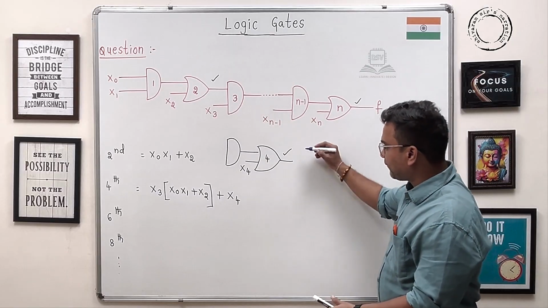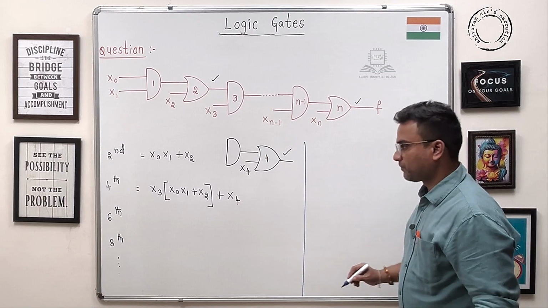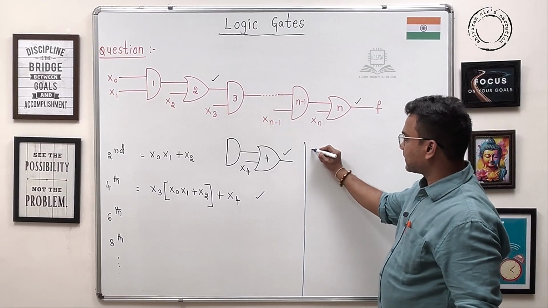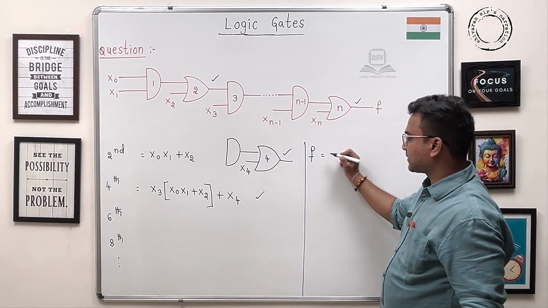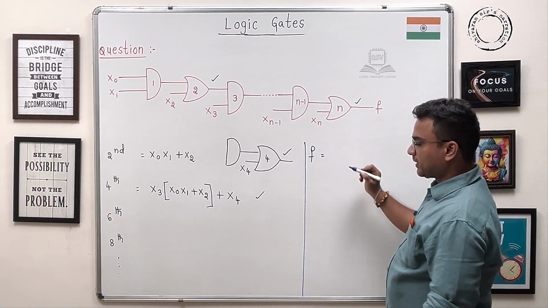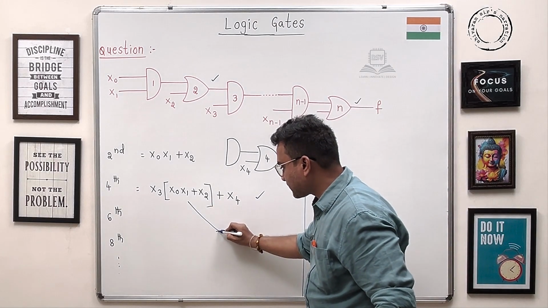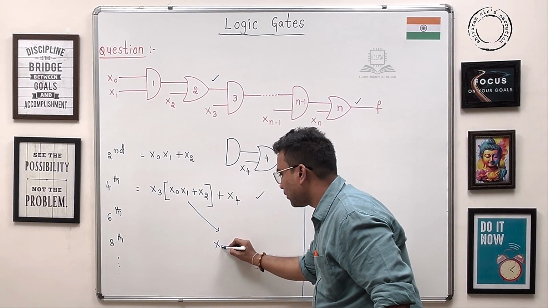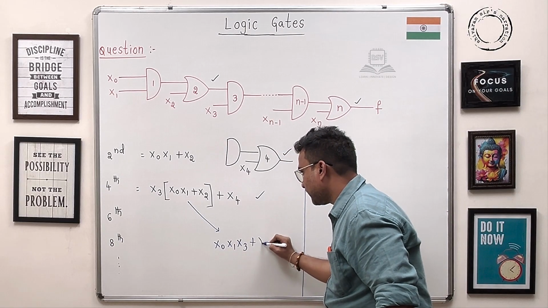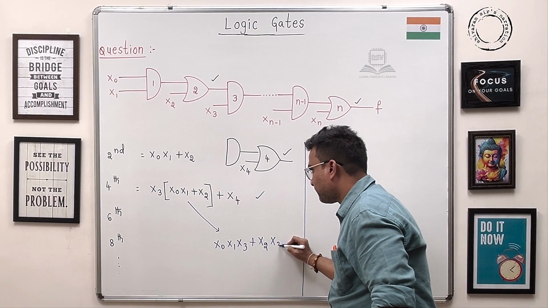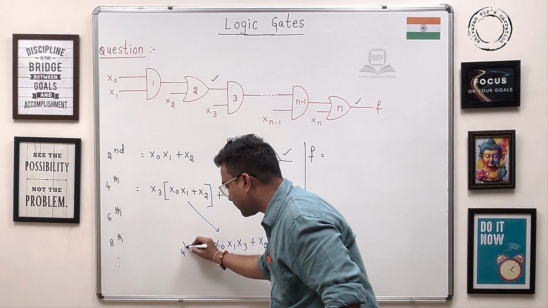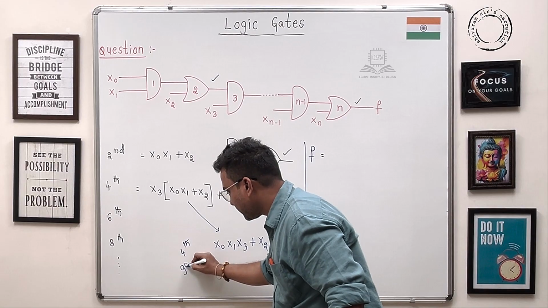Now when you verify this, from here, how you can write the expression for n number of gates is, see, for this you just expand: it is x0 x1 x3 plus x2 x3 plus x4. Actually this is the fourth gate output, right? Isn't it? Yes.